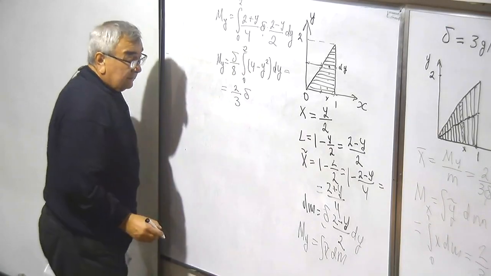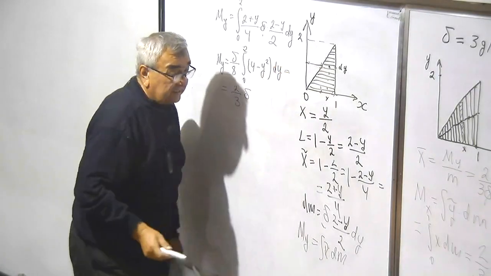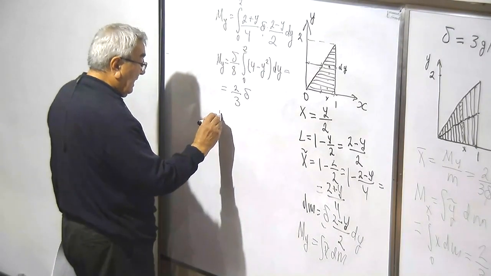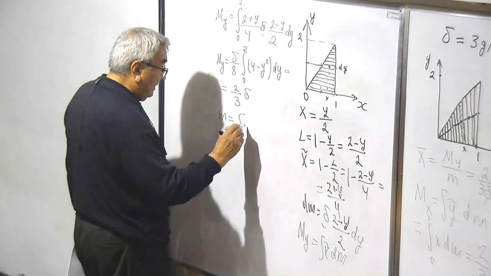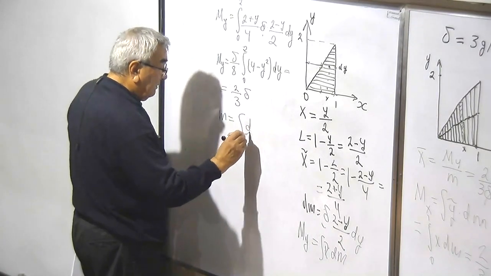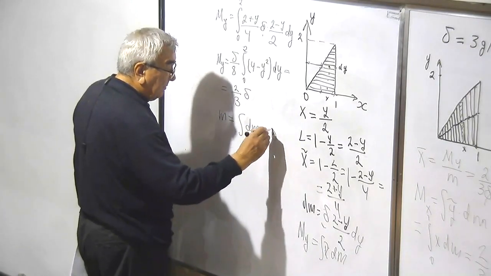You see, the total mass doesn't depend, because here it will be the same. If you like to calculate this integral of dm, you receive the same mass. That means it will be delta.